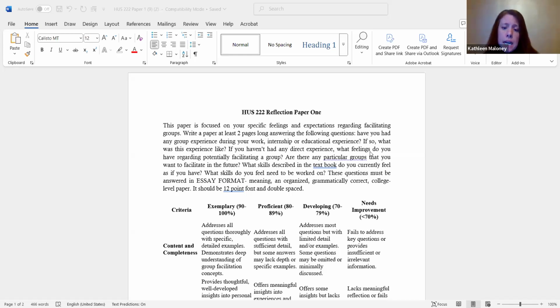And then looking through the textbook, what skills do you feel like you currently have? So group leadership skills. And what skills do you feel like you really need to work on? Again, the questions should be in essay format. So it should be organized, grammatically correct, college level, right? Introduction, body, conclusion. And I do have a rubric here as well, so you can see what I'm looking for in the paper. And again, you will have a couple of these types of reflection papers throughout the semester, and this one is due by Sunday.